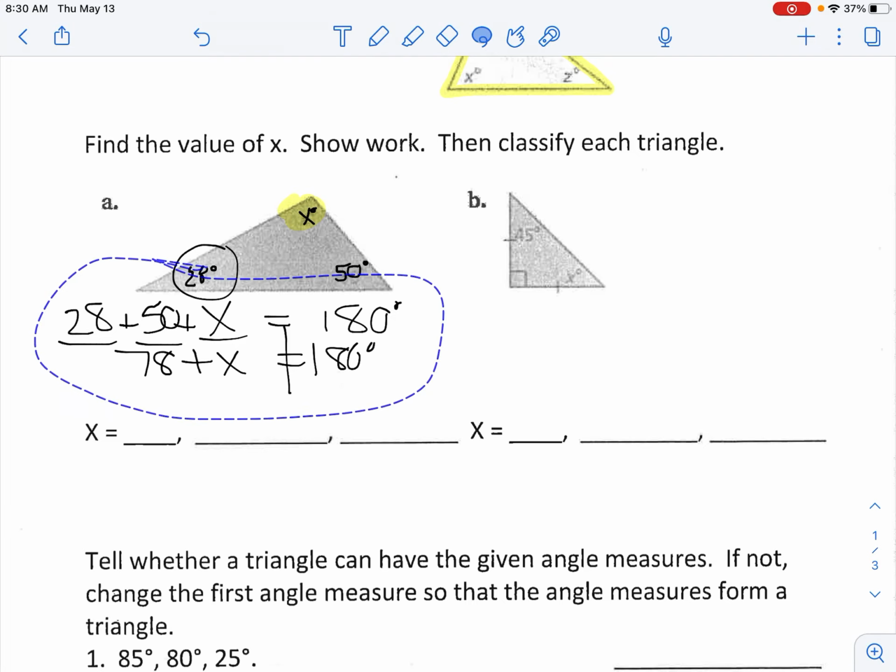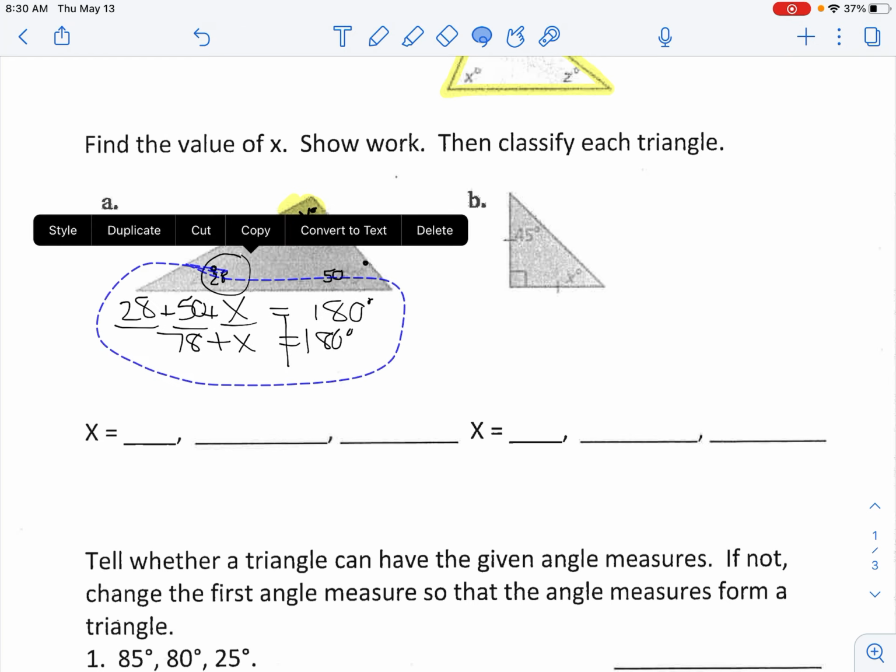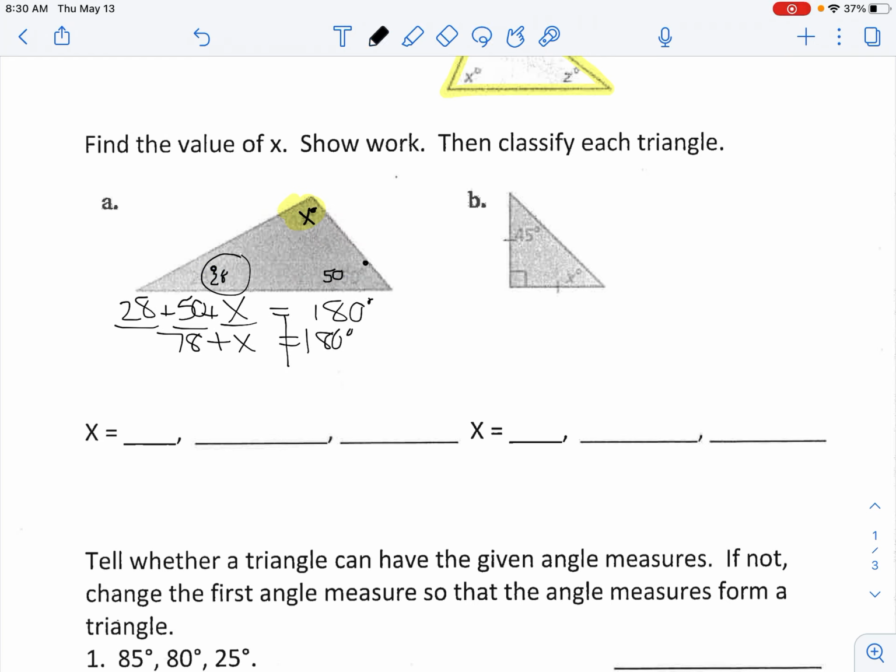So I need to get the X all by itself. So I am going to subtract 78 from both sides. And that will tell me that angle X has to measure 102 degrees. So I'm going to put that answer right down here. And then it says classify each triangle.